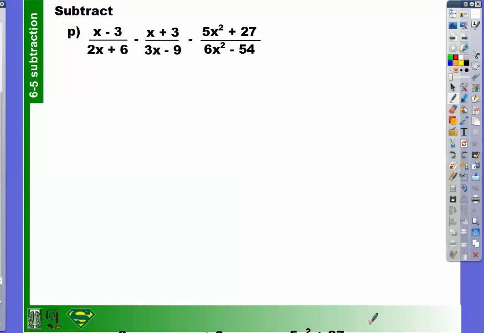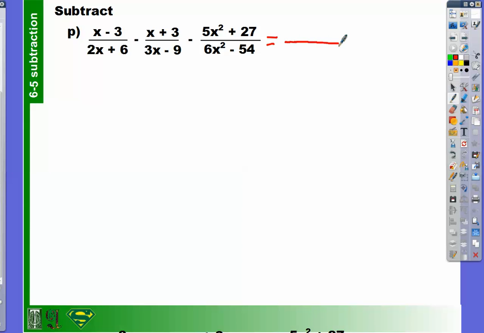We're going to take a look at subtracting a polynomial fraction. Now we have three fractions. Each of them are all in polynomial form, and the first thing we need to do is to make sure that we have common denominators. The normal rules for fractions apply. In order to find the common denominator, we must first factor anything that can be factored.